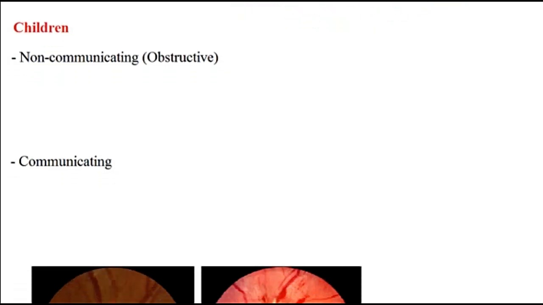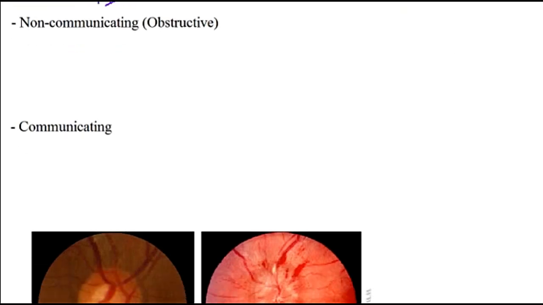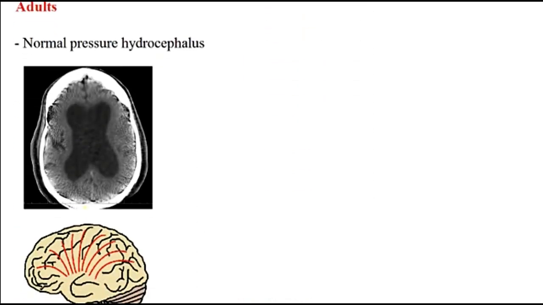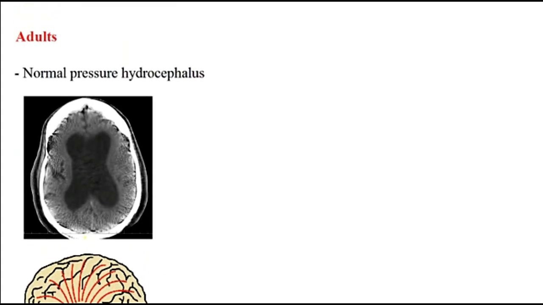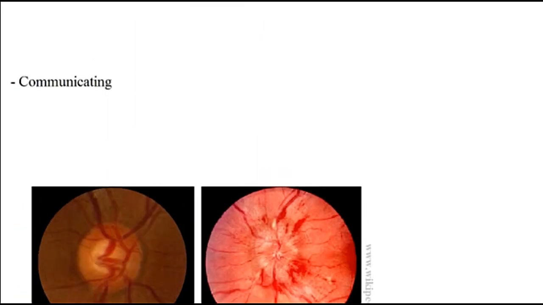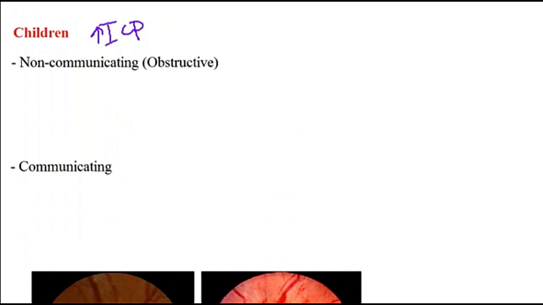So the first two forms of hydrocephalus, non-communicating and communicating hydrocephalus, are more common in children and are associated with elevated intracranial pressure. On the other hand, the other two hydrocephalus that I will discuss next are more common in adults, and these two forms of hydrocephalus, the hydrocephalus ex-vacuo and normal pressure hydrocephalus, have a normal intracranial pressure. In any case, back to the forms of hydrocephalus that are more common in children. So these forms of hydrocephalus are associated with elevated intracranial pressure.